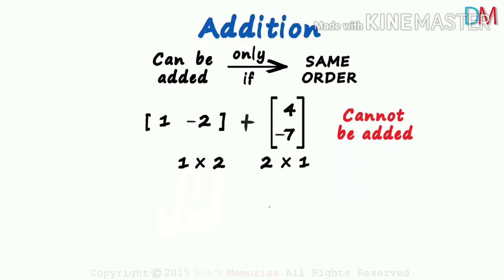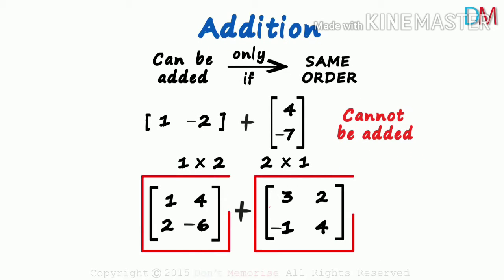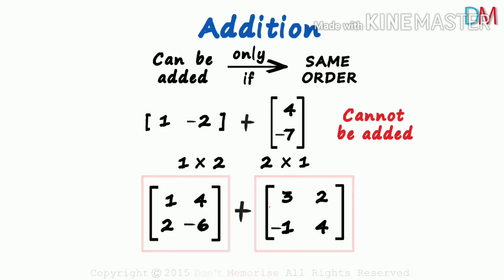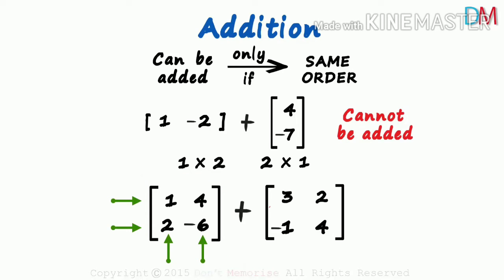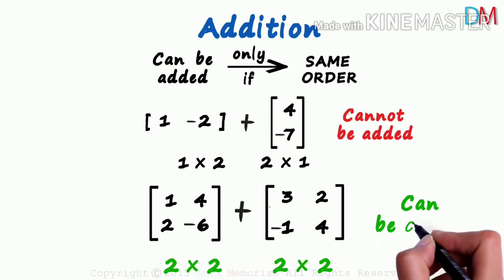Here's another example. Can these two matrices be added? Find the order of each and see if addition is possible. The first matrix has 2 rows and 2 columns. Its order will be 2 by 2. And the second matrix as well has 2 rows and 2 columns. Its order will also be 2 by 2. As the orders of both the matrices are the same, they can be added.